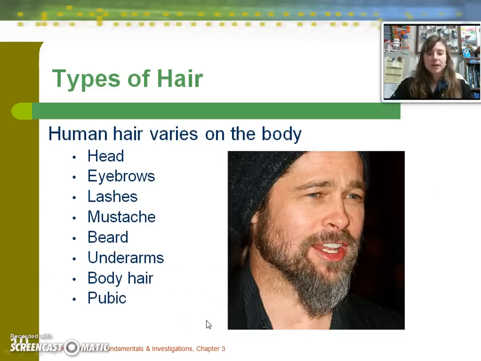As we touched on a little bit, human hair varies depending on what body region it's from, so that would definitely affect forensic investigation. Whether you're evaluating a lash with another lash, or beard hair, underarm hair, etc., ideally you would be comparing one body type to another.